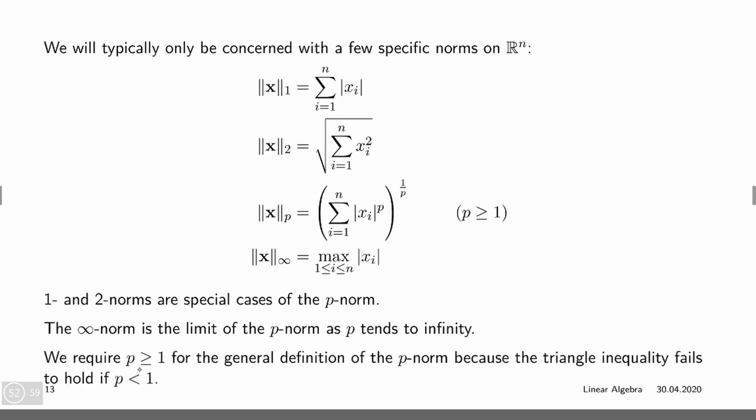And note that we do require p larger or equal to 1, because as soon as p takes a value smaller than 1, the triangle inequality wouldn't hold anymore, and this would not be a proper norm anymore. So this is the smallest possible value of p.